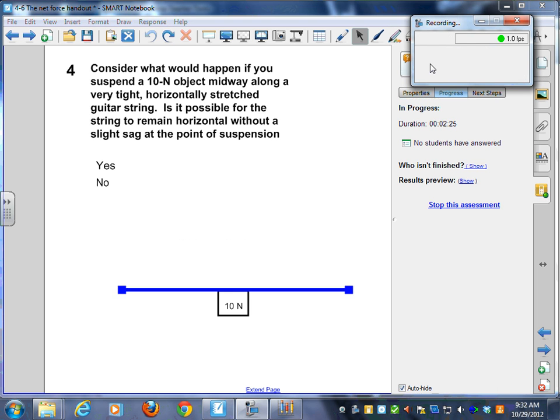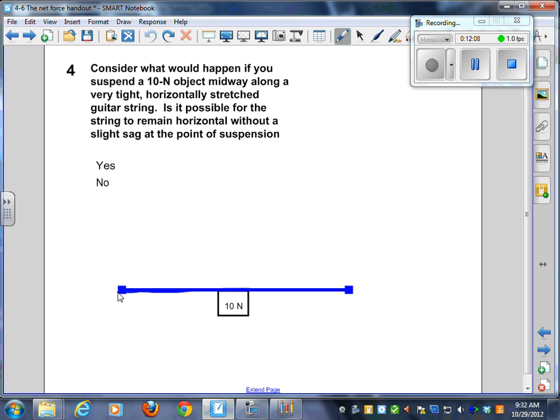Consider what would happen if you suspend a 10-newton object midway along a very tight, horizontally stretched guitar string. So I've got a guitar string, it's straight across like this, right? Is it possible for the string to remain horizontal without a slight sag at the point of suspension? If I put a string perfectly horizontal, and then I hang a 10-newton weight from it, is it possible for it to stay completely horizontal? Or would there have to be some sag? If you think it's possible, that's yes. If you think there's going to be a sag, you should answer no.